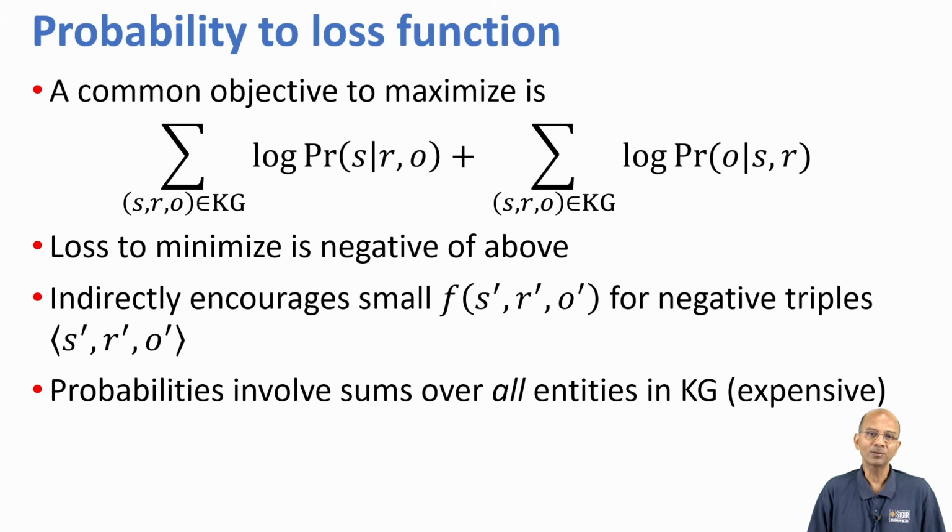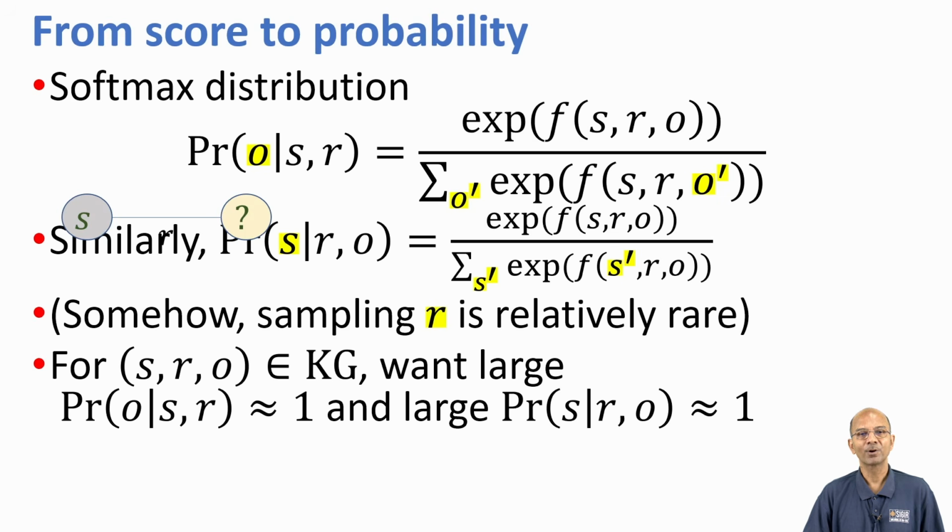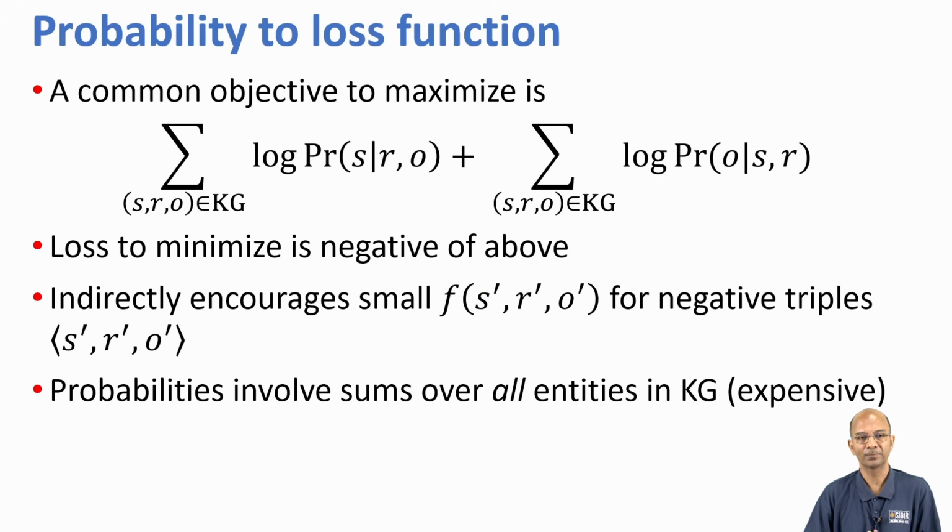To turn that into a loss, we can negate that. So it's minus log probability of S given R, O plus minus log probability of O given S, R. And then we sum over all triples in the KG, and we want to minimize this negative log. So this only indirectly encourages small f of S prime, R prime, O prime for the negative triples. Remember that this probability has denominators, and to make the whole thing large, I need to make the denominator for all the wrong triples small. So that's how training would work.